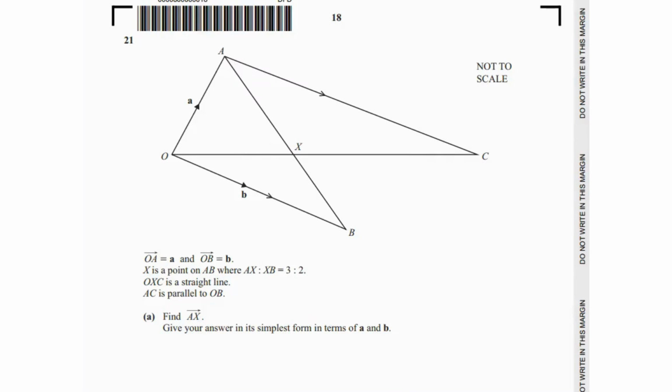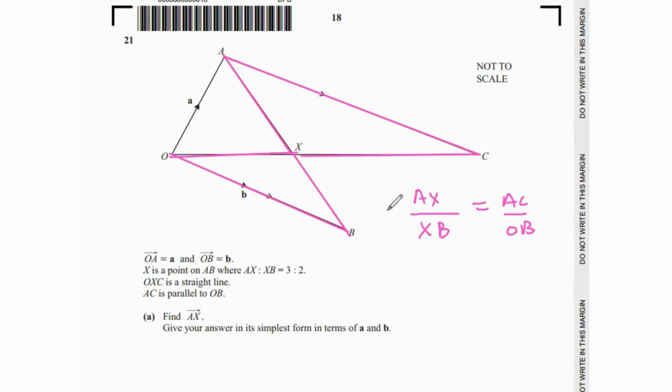As you can see, triangle AXC is similar to triangle OXB. Since they're similar to each other, they're going to be increased by the same scale factor. That means OXB turns into AXC using the same scale factor, which will be applied to all lengths. So we can say that AX divided by XB will be the same as AC divided by OB.